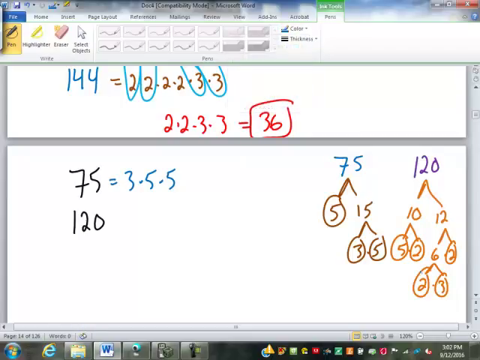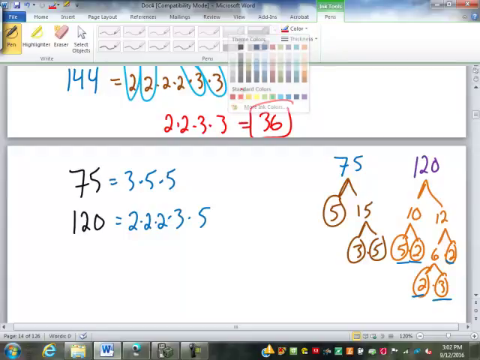So what I have here, 2, 2, 2, 3, and 5. So there's my prime factoring for 120. Do I have 2 3s? I don't see one. Only one. I only see one. Gotta keep me on my toes, though.